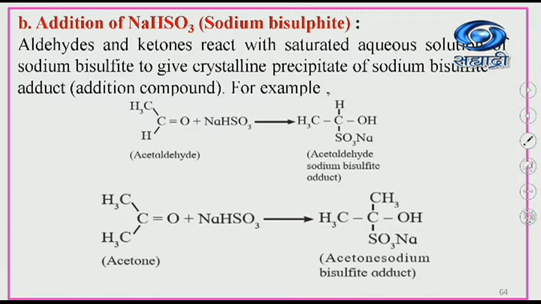Another example we will see with the ketone. CH3COCH3, that is acetone. When it is treated with NaHSO3, sodium bisulfite, after the addition, it gives CH3C(OH)(SO3Na)CH3, that is acetone sodium bisulfite adduct. So in such a way addition takes place.